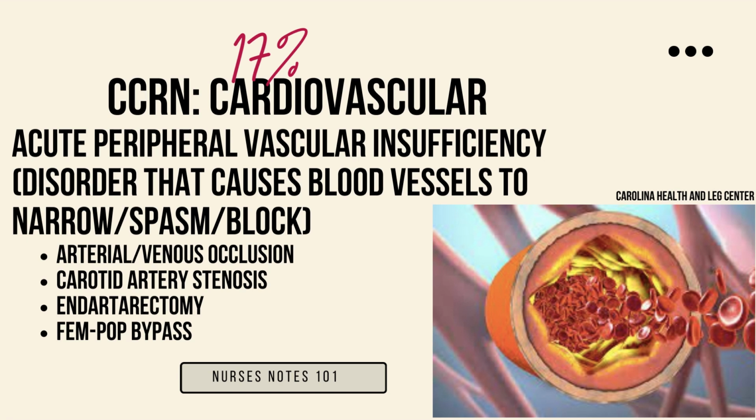I will be talking about the second component in the CCRN cardiovascular, which, like I said previously, is 17% of the exam. In this video we'll focus on acute peripheral vascular insufficiency. So it's all disorders that cause blood vessels to narrow, spasm, or be blocked.